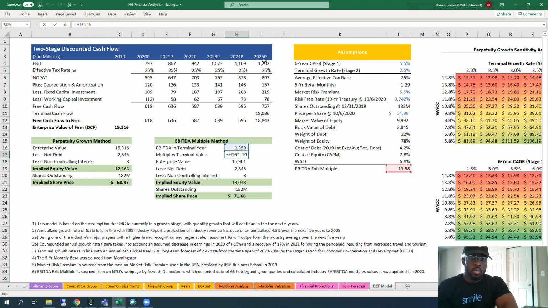my EBITDA is going to be my EBIT plus my depreciation and amortization because I did my free cash flow to firm from NOPAT, so I don't have an EBITDA margin or EBITDA multiple. Price per share.